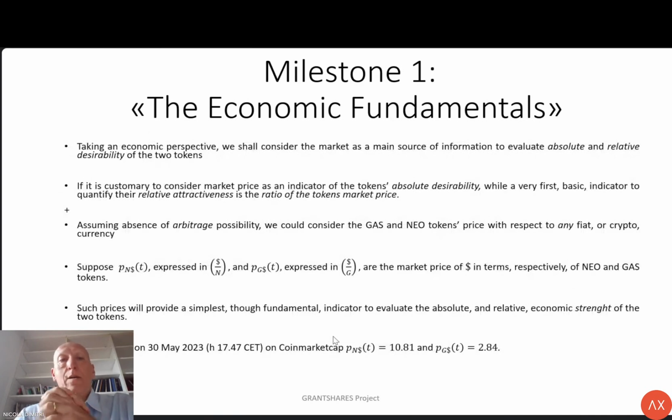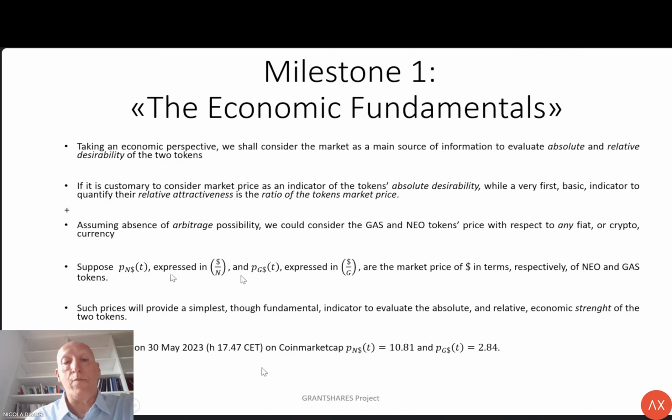Now, to start with the economic fundamentals, the question that I raised for myself is how to evaluate, in economic terms, the absolute and relative desirability of the two tokens. So how can we quantify? Of course, it was natural to refer to market prices, although it's not the only indicator that one could consider. It is, I would say, the most natural indicator that one would want to take into consideration. And insofar as absolute desirability, or attractiveness as I call it here, the mere market price is perhaps the most obvious, so to speak. But then you'll see that it says a lot, but it doesn't say everything.